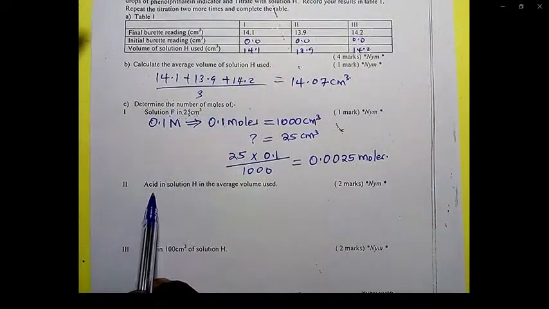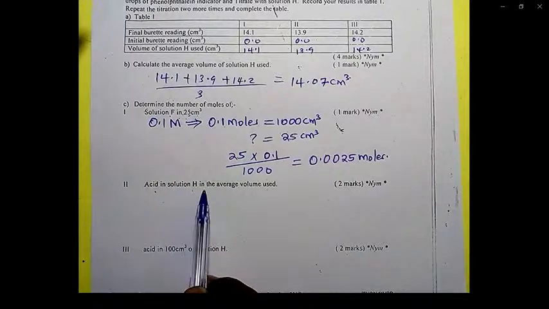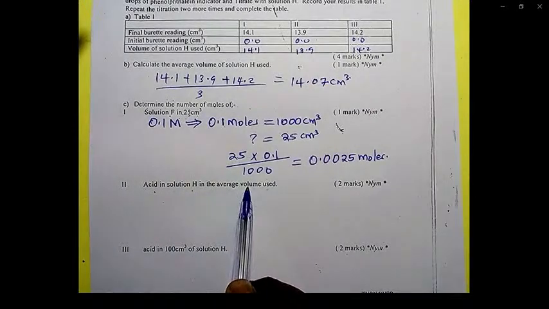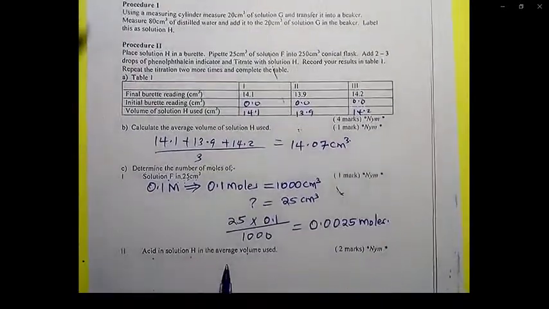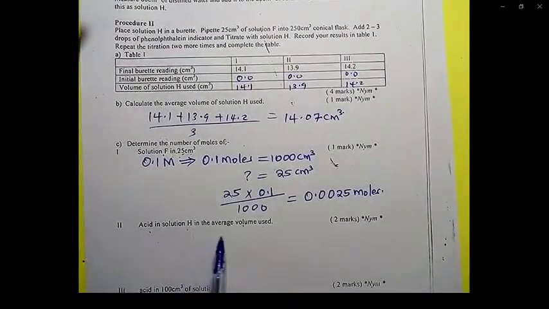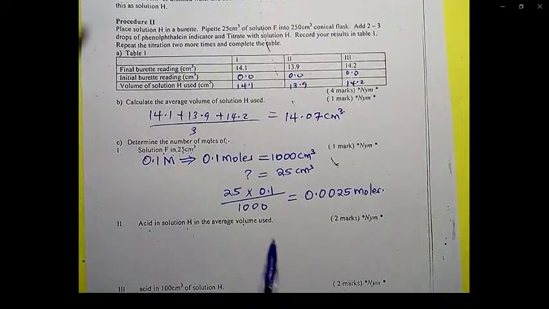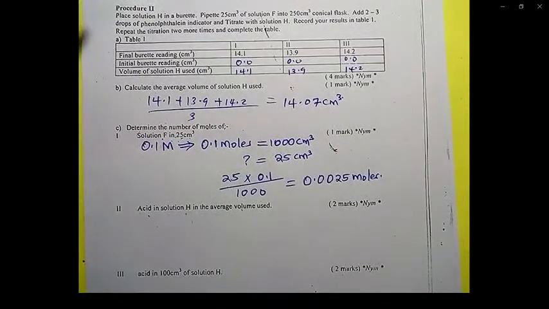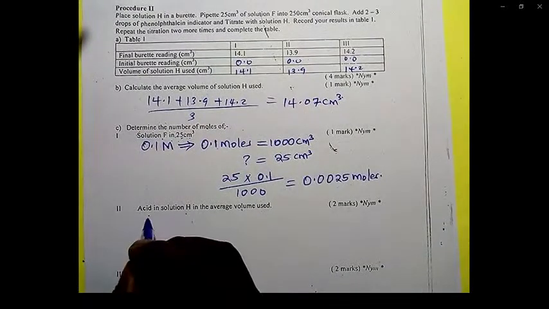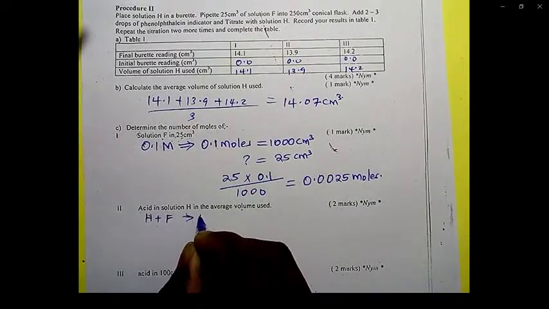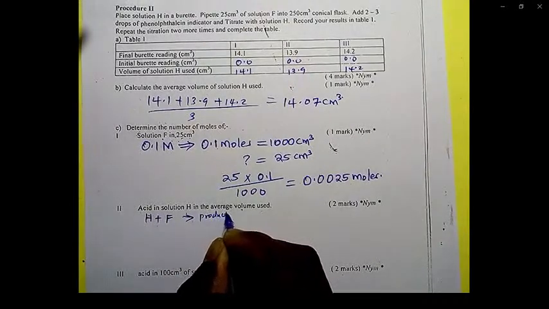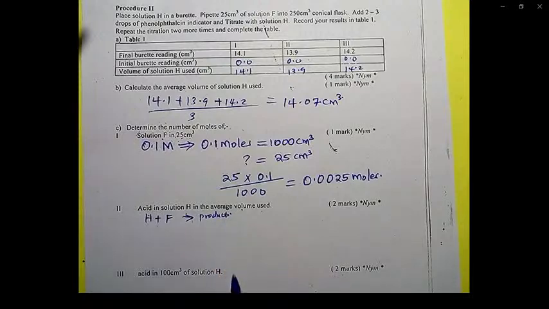Determine the number of moles of the acid in solution H in the average volume. Now, this one, we don't have much information about it, but we will use the reaction between H and the F, and then we will be able to get the number of moles. H has reacted with F to form products. So let us see, what is H?